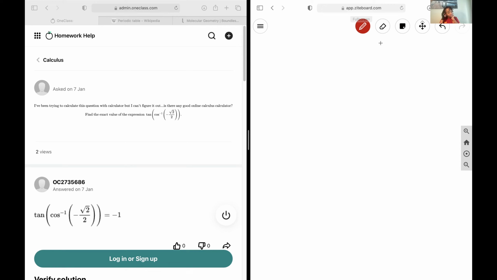Okay, for this question, we're going to be making use of our special triangle. So we want to find the exact value of the expression, the tan of the inverse cos of negative square root 2 over 2. Square root 2 over 2 we know is a special triangle identity for one of the cos angles. So what we're going to do is find out what that angle is so that we can get the value of the inverse cos of negative square root 2 over 2. And then we're going to take the tan of that angle.